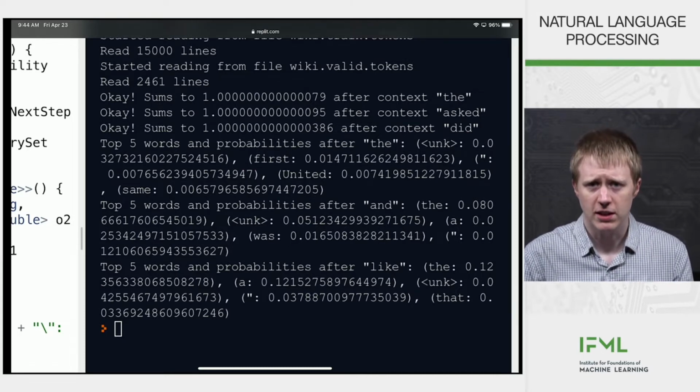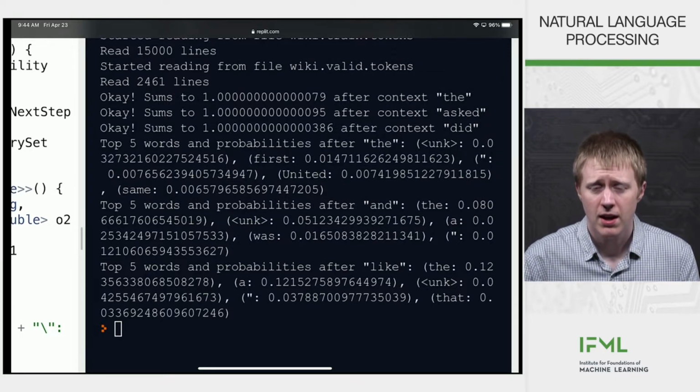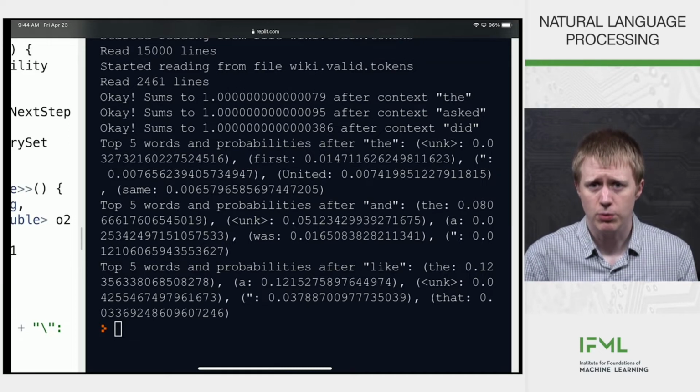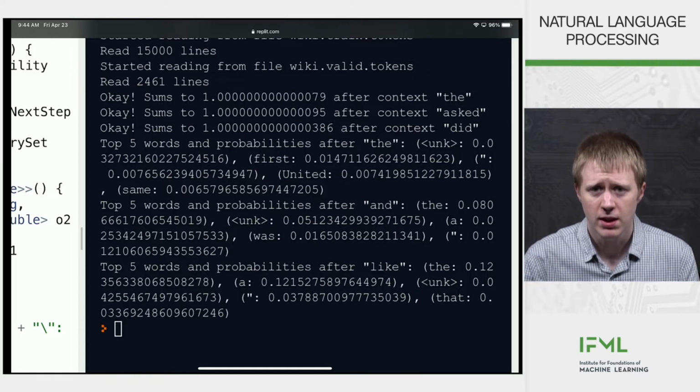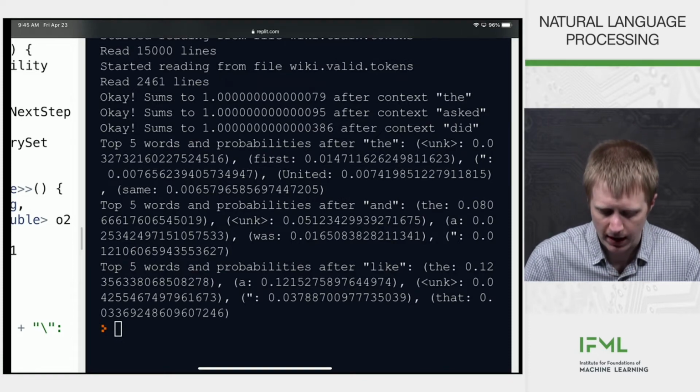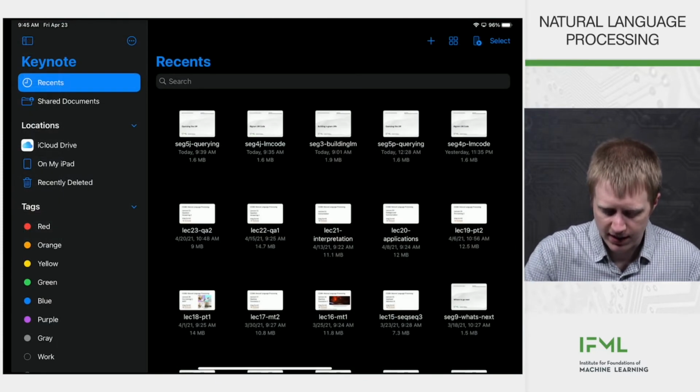But then the next most likely word is first, which is sort of interesting. That's maybe not what you would have expected, and it may not be correct, but that's actually what most commonly shows up next in the data. And then there's quotation mark, united, which is probably for the United States, and then same. So there's a whole bunch of words with various probabilities here, and you can get a sense of what those are. And then we did the same thing for and like. So this is generally what allows us to look at what the predictions of the model are on the next words. Okay, so that gives you a sense of what these two pieces of code are doing.